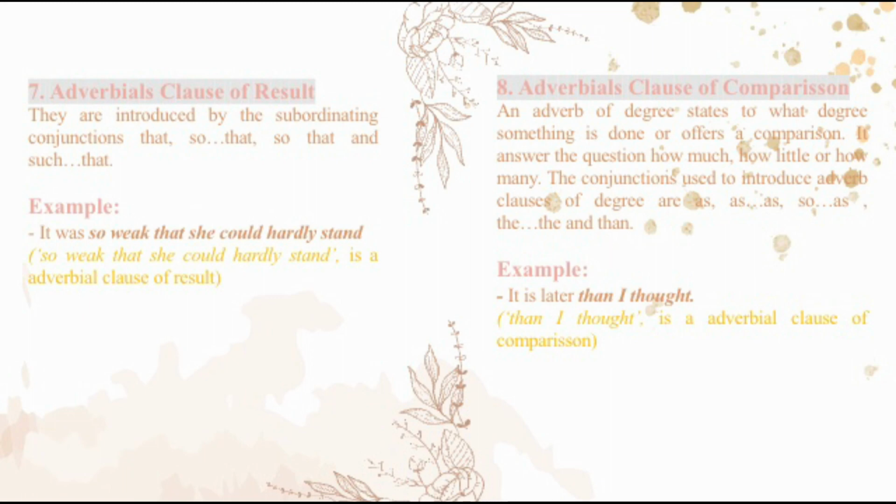And then the last one is adverbial clause of comparison. An adverbial clause of degree states to what degree something is done or offers a comparison. It answers the questions how much, how little, or how many. The conjunctions used to introduce an adverbial clause of degree are as, so as, the, and than. For example, it is later than I thought. "Than I thought" is the adverbial clause of comparison.